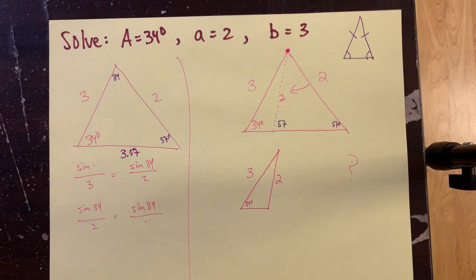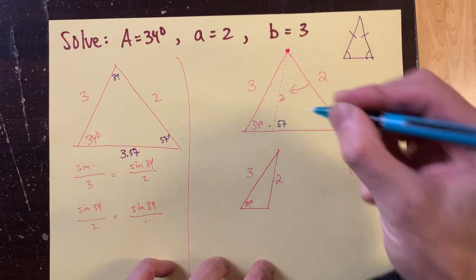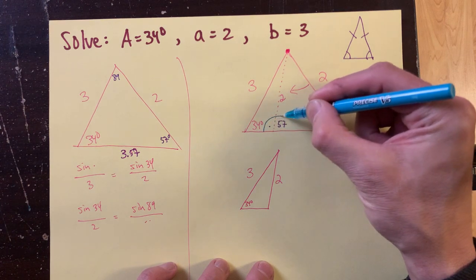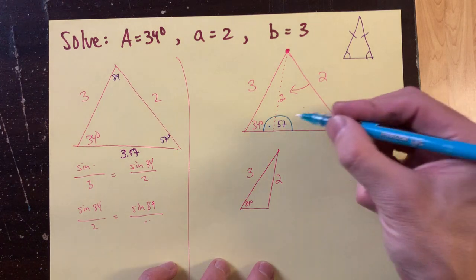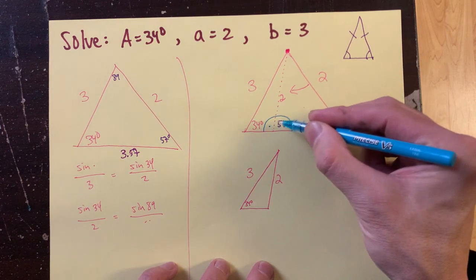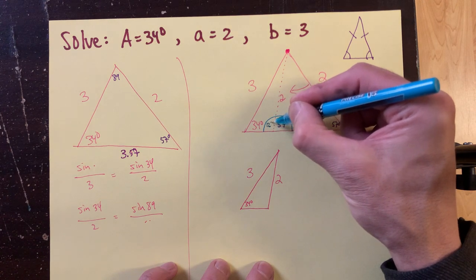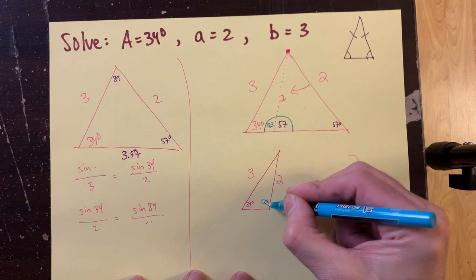Now let me grab a different color. Let's go here in baby blue. How much is that little blue angle worth? Well, another thing I want to remind you is that blue is worth 180 because it's a straight angle. And if this is 57, go 180 minus 57, and this little guy is 123. And let me put a 123 right there.